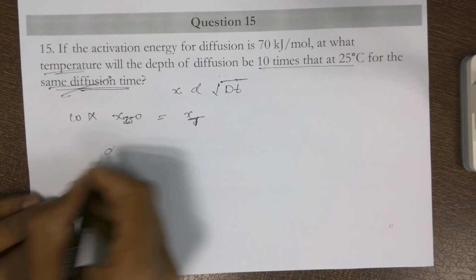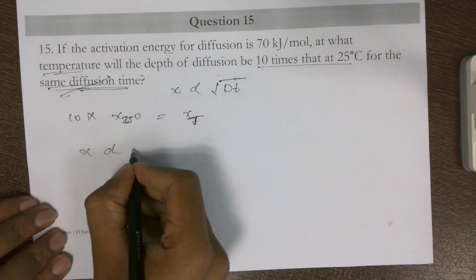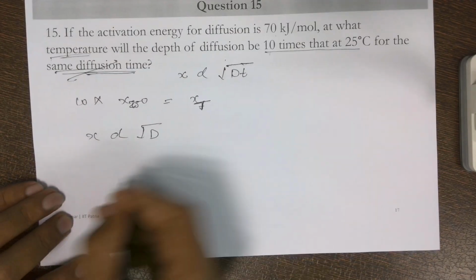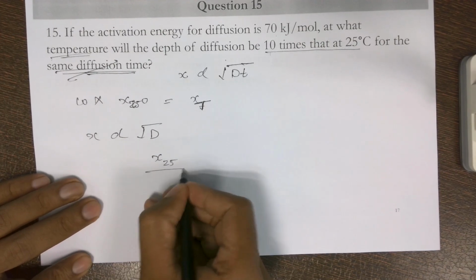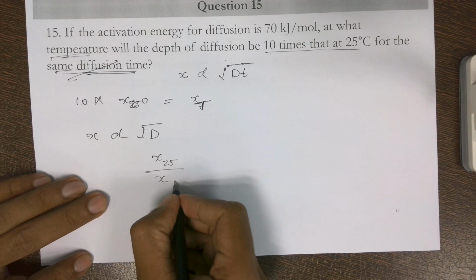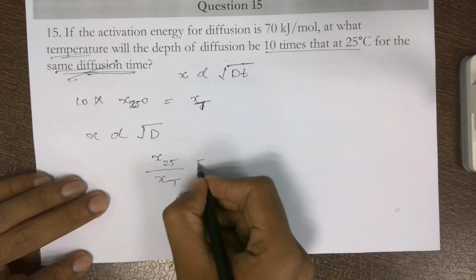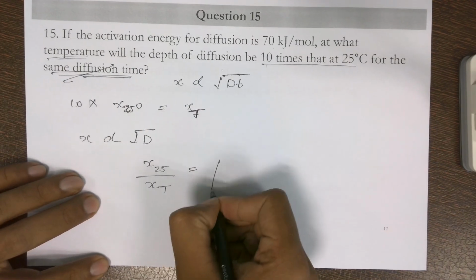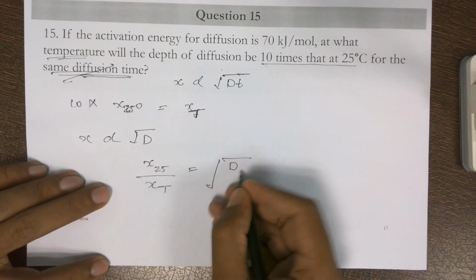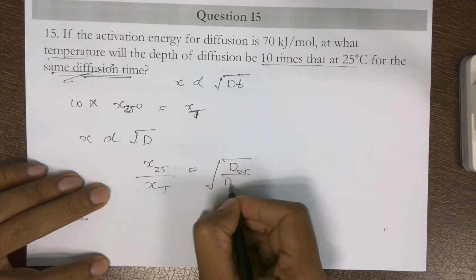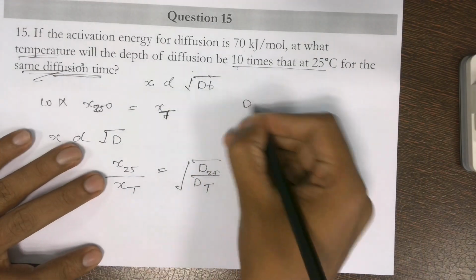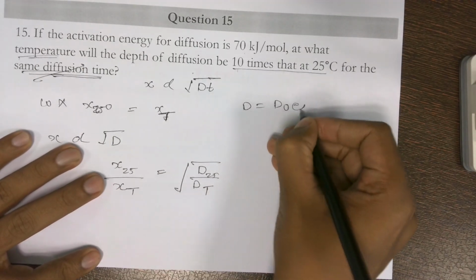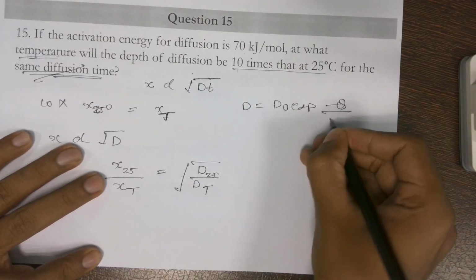So x is directly proportional to the root of D. What can we write? x at 25 degrees Celsius divided by the depth at a particular temperature which I don't know should be equal to the root of D at 25 over D at the temperature which I don't know. How can we do that? We know D equals D naught exponential minus Q upon RT.